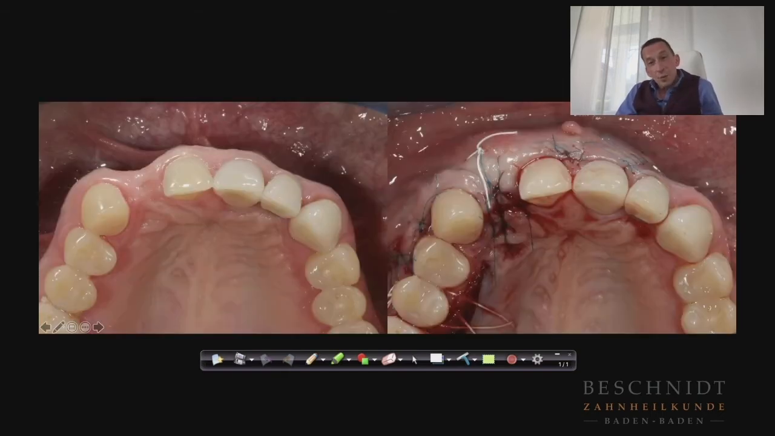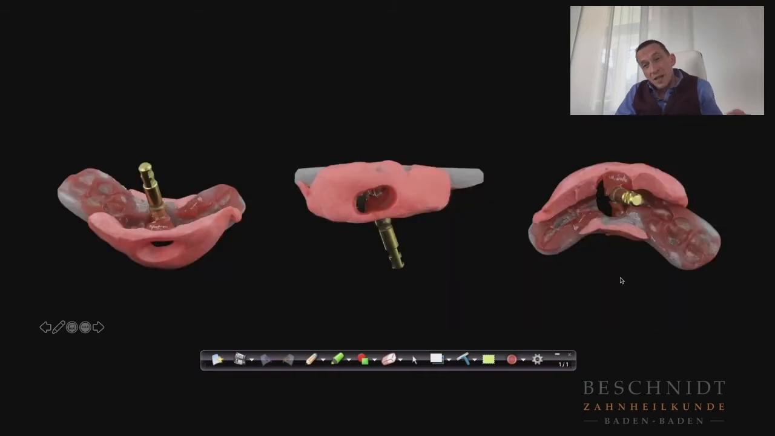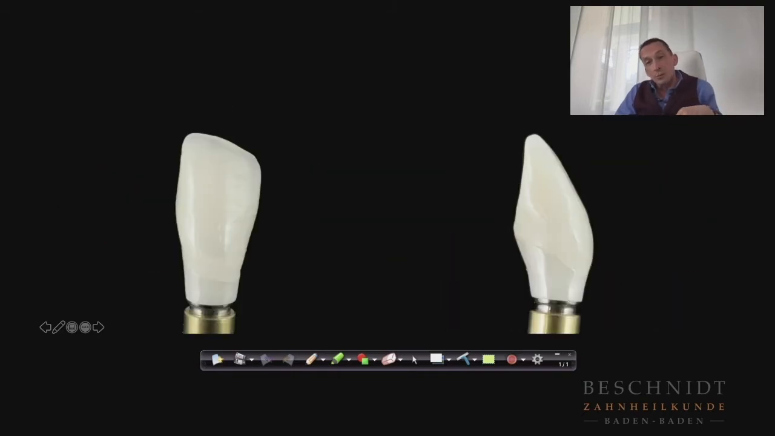So this is how we ended up. And here you see the 2 millimeter healing abutment and the bony augmentation. In the meantime, we produce a long-term provisional on the final zirconia abutment. This is a zirconia abutment. It's not a provisional abutment.